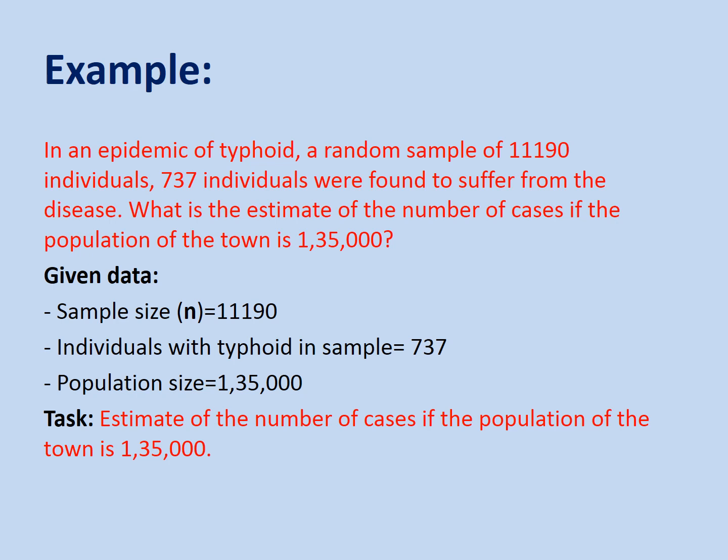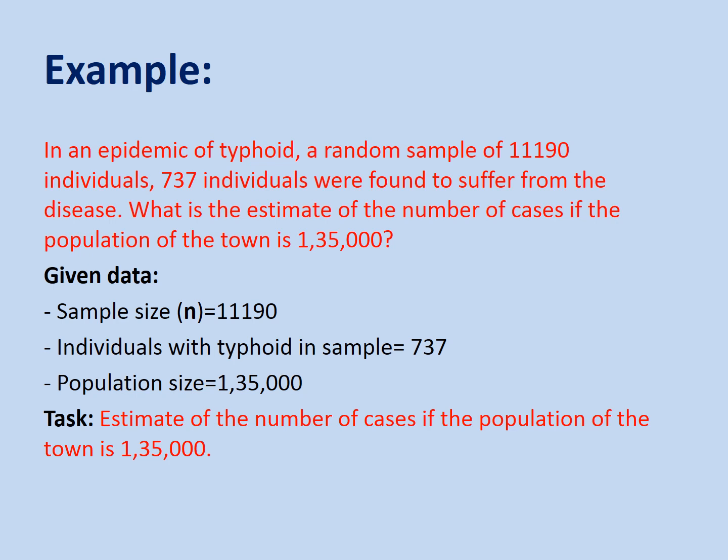We have performed the laboratory test, and from that we come to know that out of those 11,190 individuals, 737 individuals have typhoid. Now our task is, from this data, to estimate how many persons in a town can be affected with typhoid, so that we can provide them the health service. This is the practical use of your standard error of proportion concept.